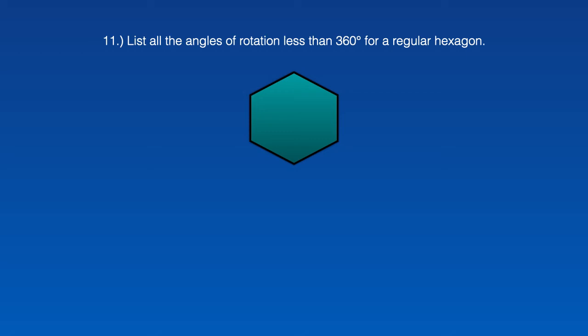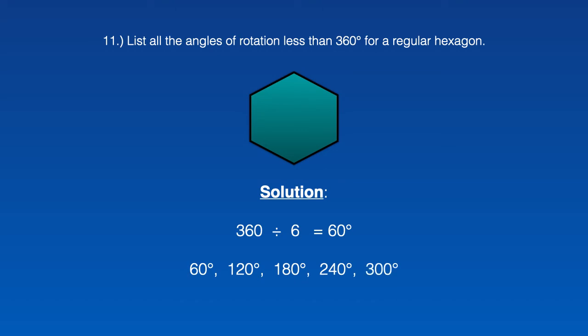So in order to solve this, this is like the Ferris wheel problem that we had on our homework assignment, and we did a whole mess of problems like this. You have to remember that a circle is 360 degrees. So we're going to do 360 divided by the number of sides in this shape. This shape has 6 sides. So 360 divided by 6 equals 60 degrees. And now just list all the angles, all the multiples of 60 that are less than 360. So 60 times 1, 60 times 2, 60 times 3, 60 times 4, and 60 times 5.